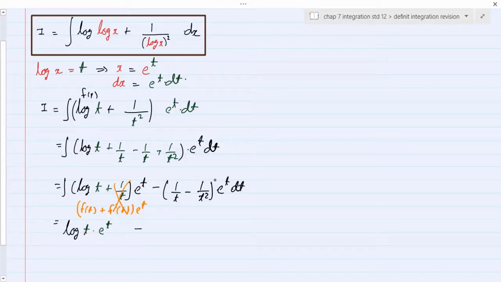Same formula we can apply in this second term. We just have to integrate its differentiation, and integration will be 1 upon t e raised to t plus c. And to get the final answer, we just have to put the value of t, log x, and e raised to t is nothing but x. So the answer is x times log x minus x upon log x plus c is your final answer. Ta-da!